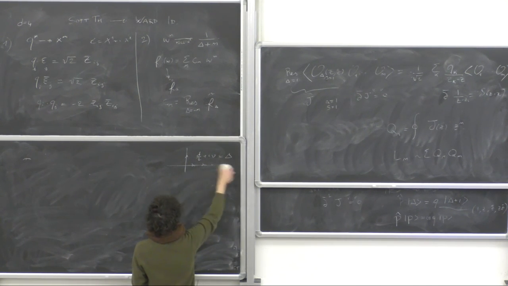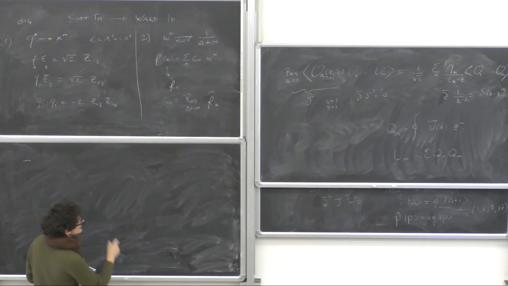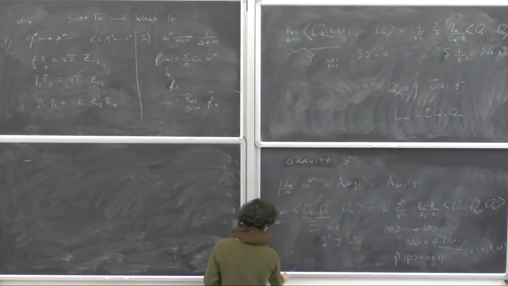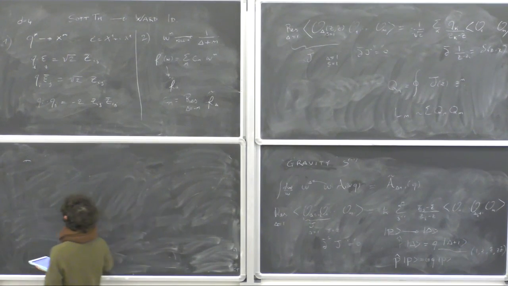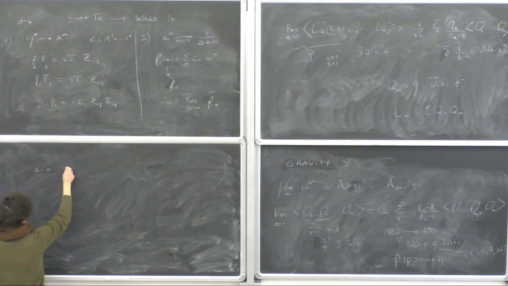And you can see it because, indeed, this subleading soft graviton was something of omega to the zero, and so the delta was delta equal to zero. So you have some operator of dimension zero and spin two.